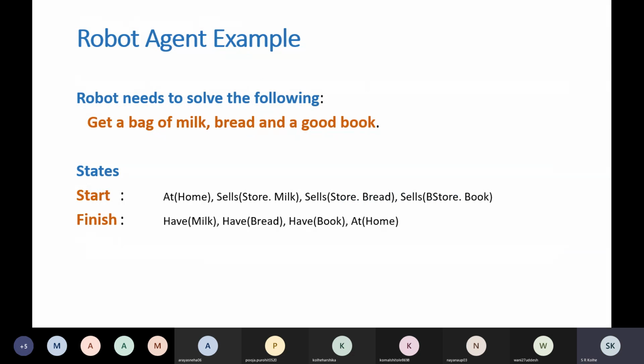Now let us consider execution of this plan space plan with an example. That example is a robot agent example, and in this example the robot needs to solve the following. The goal is to get a bag of milk, bread and a good book. So we will now prepare a complete plan space plan for solving this particular goal.